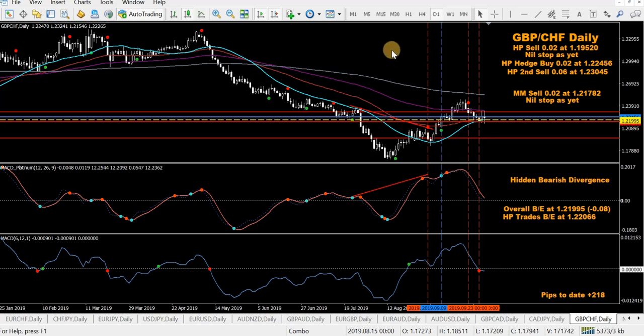CAD, pound Swiss, what am I in here? Sell, hedge buy, second sell, Mod MACD sell. You can read my notes there. Overall break even with prices just above both at the moment. You can see my overall break even levels here. Yeah, the pound pair's just been a bit ugly.